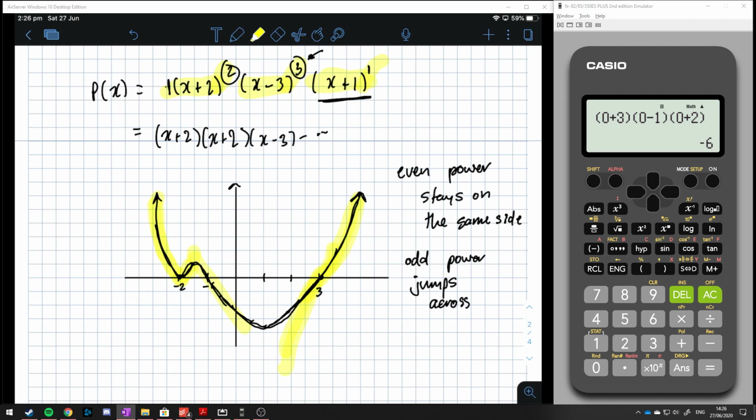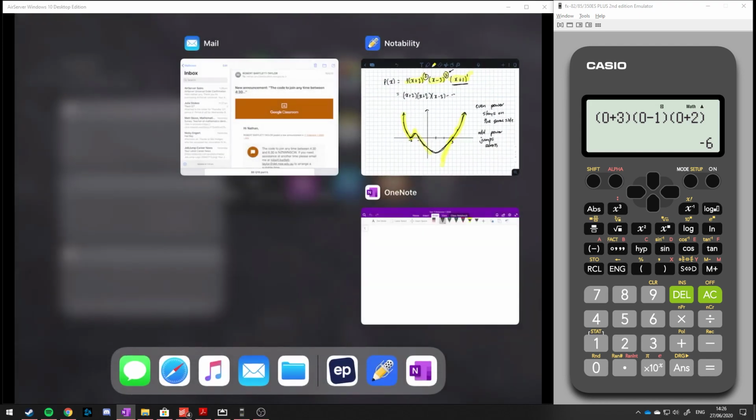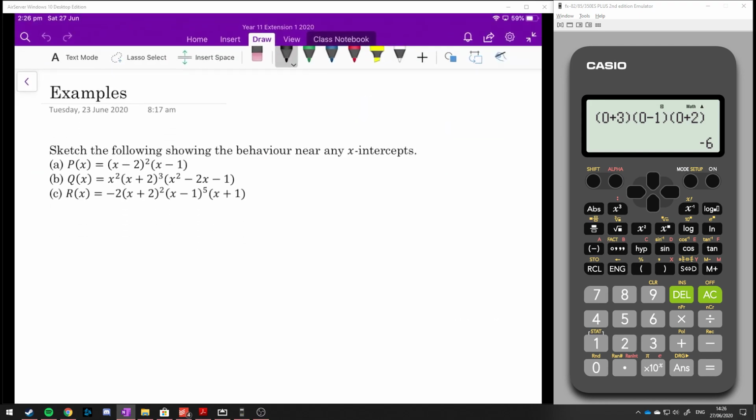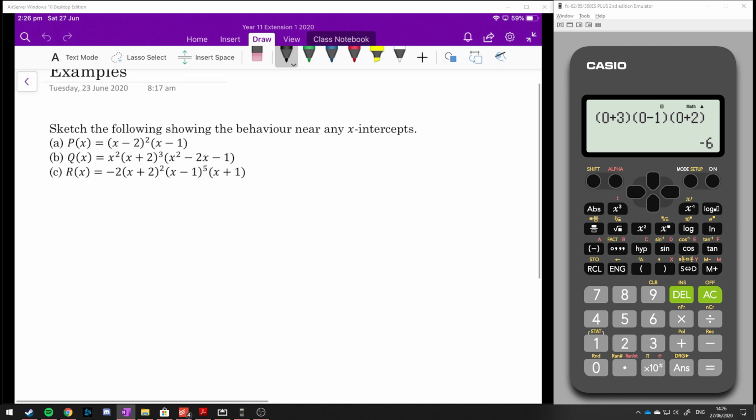What we're going to be doing after this is dividing some polynomials. Actually, you know what? I almost got ahead of ourselves. I've got some examples of sketching some of these, but we might just focus on one really quickly, and I will put the other two up at a later date. So let's sketch the following, because we have already done one of these, but if the question said, sketch the following showing the behavior in any x-intercepts.